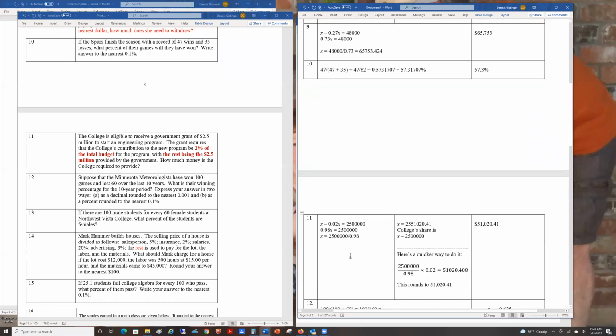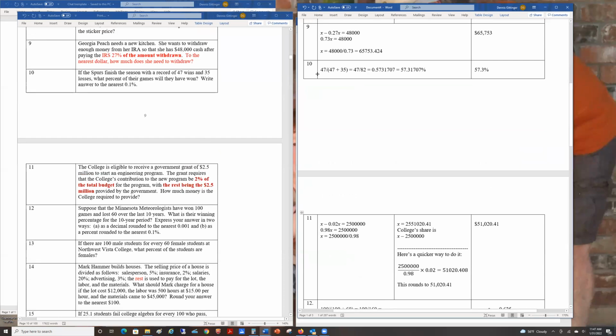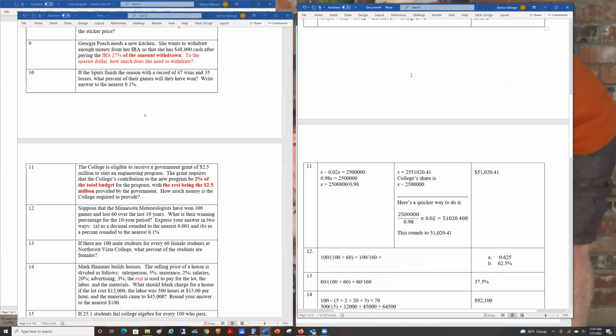We haven't had one quite like that before, but here's the calculation. 47 wins and 35 losses. What percent will they have won? The winning percentage is the number of games you win divided by the total number of games. So it's wins divided by whatever the wins plus the losses is. And then it says to the nearest 0.1%. And after you change it to a percent, you look 2 digits to the right of the point. It's not big enough to make it 57.4.